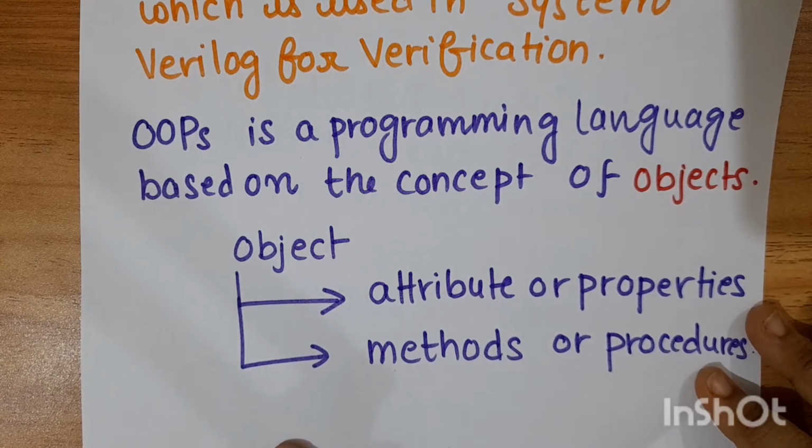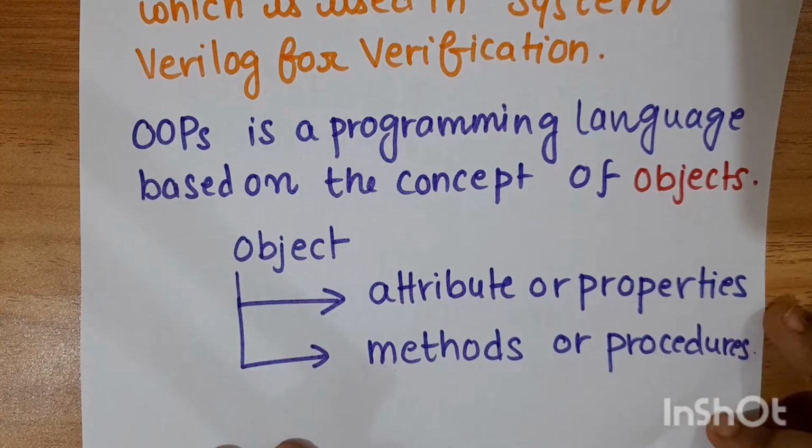An object is a thing in real life. Any physical thing has its own attributes or properties. Color it has, texture it has, shape it has. So these are the properties. It has some methods or procedures also.